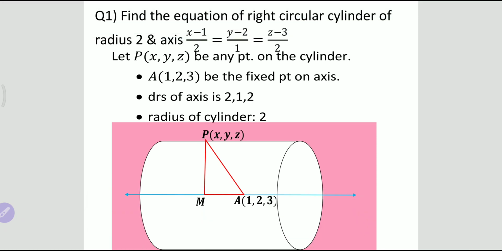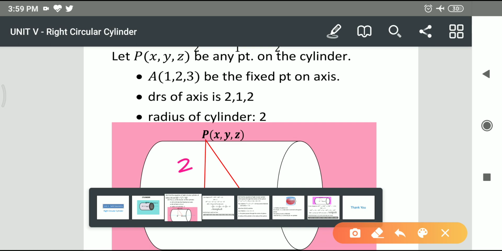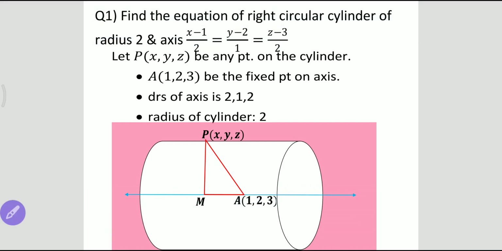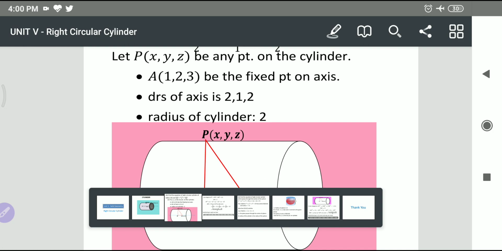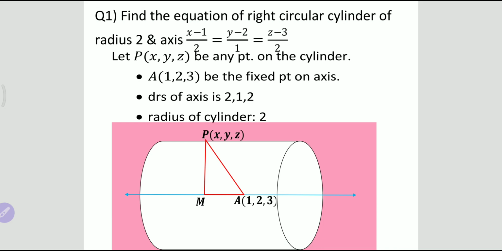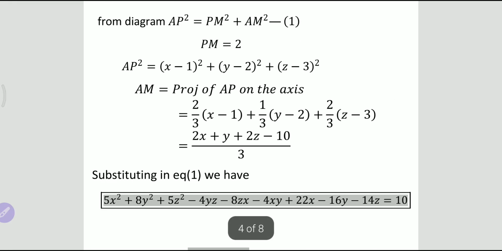Okay. Then the radius of the cylinder is given. So here the length of the radius is 2, which is given to us. Now if you look at this triangle PMA, this is a right angle triangle. And to get the equation of the right circular cylinder, we are going to make use of this triangle. All of you know that by Pythagoras theorem, PA square is equal to PM square plus MA square. But we are not going to use the Pythagoras theorem to find the third side. Instead, we are going to find all three sides, PA, PM and MA, and then put their values in the Pythagoras theorem to get the equation of the right circular cylinder.